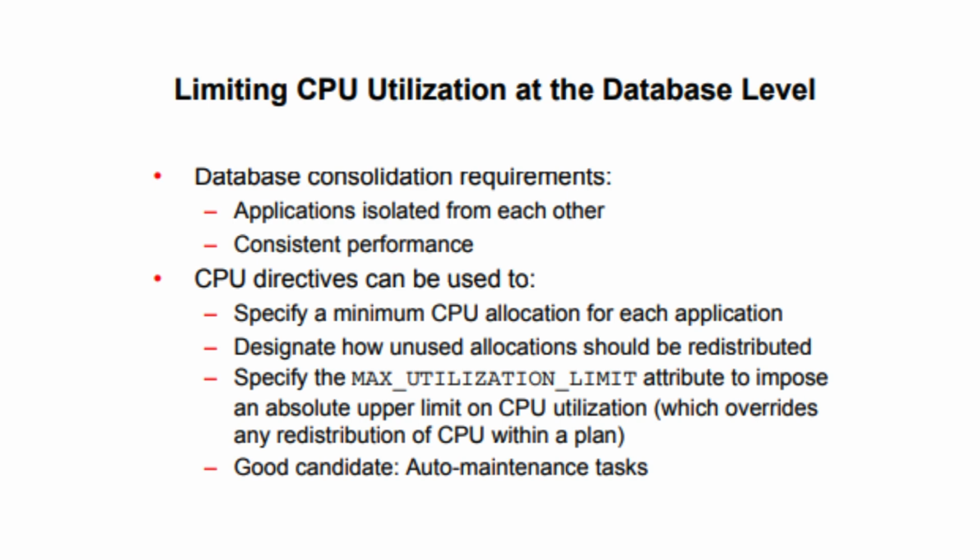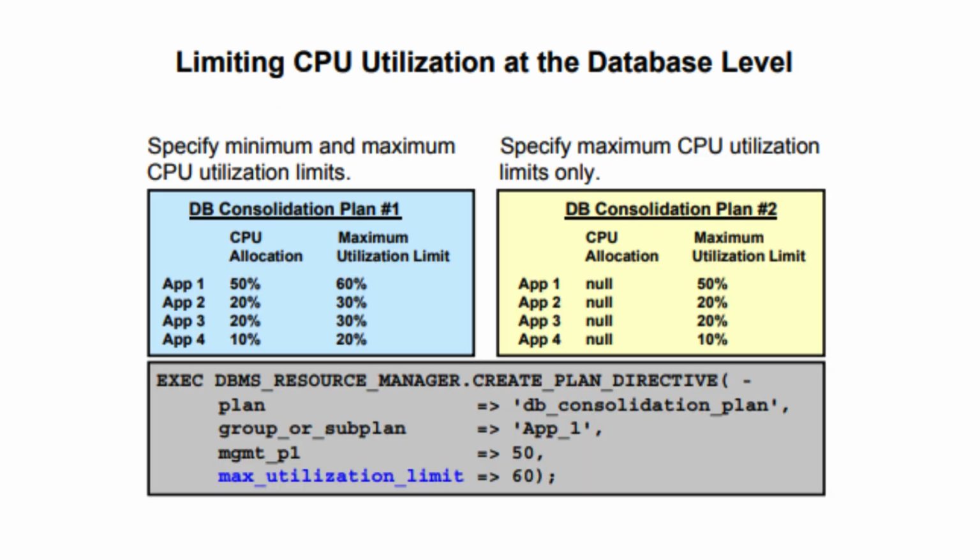Fixed policy CPU resource management. The max_utilization_limit attribute of resource plan directives enables you to impose an absolute upper limit on CPU utilization for a resource consumer group. This absolute limit overrides any redistribution of CPU within a plan. The max_utilization_limit directive limits the CPU consumption of an application.